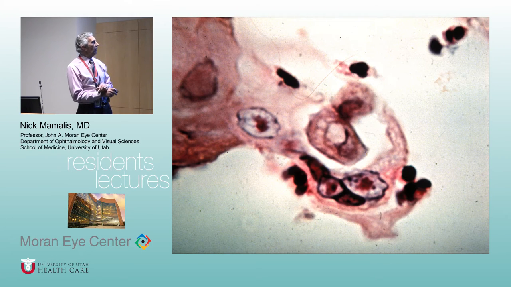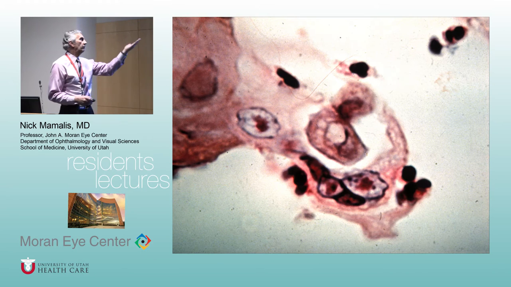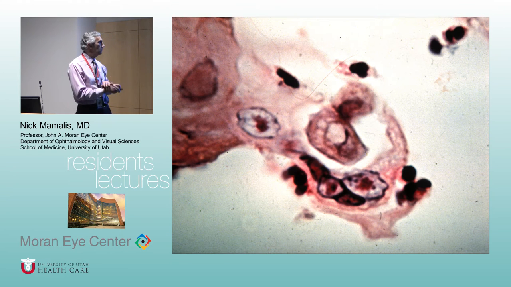And this is trying to show you inclusions, because this is a scraping, so I apologize. It's not a very good picture, but you can see that there are inclusions here in the nucleus of the cells. Herpes and a lot of viruses will give you little intranuclear inclusions. Now, we don't even have to worry about that, because now we've got PCR and other ways of diagnosing this. So it's a lot easier to diagnose than it used to be in the olden days when I was a resident.